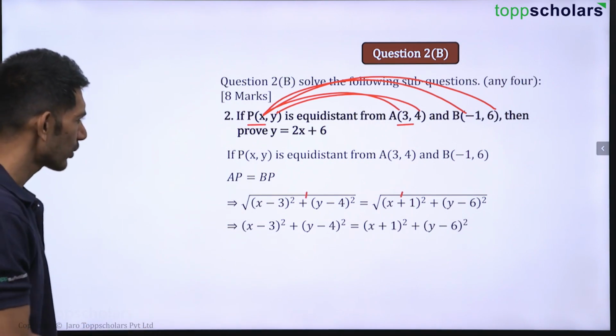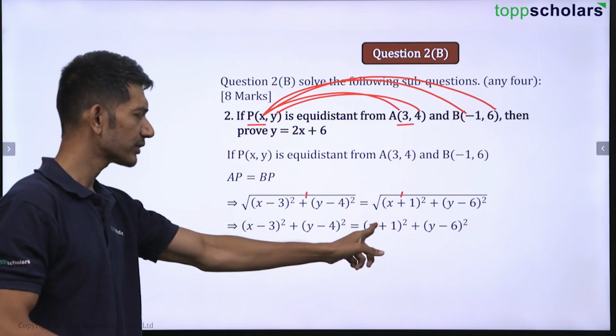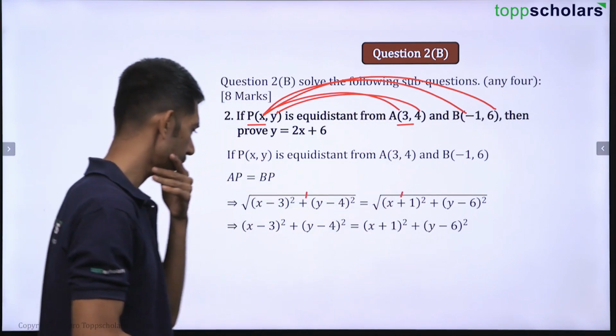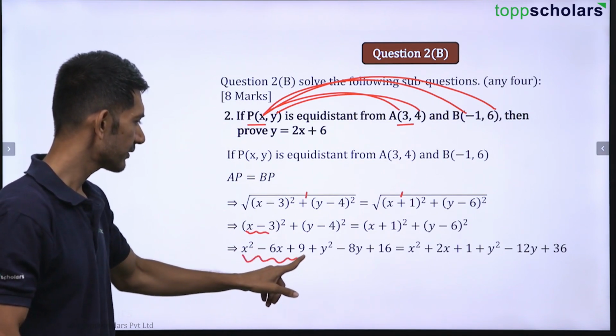Expand it. Now you know how to do this, come on. Once you expand this, this is a minus b the whole square, this is a minus b the whole square, this is a plus b the whole square, this is a minus b the whole square. So this becomes x square minus 6x plus 9.